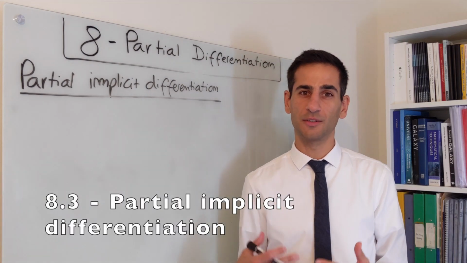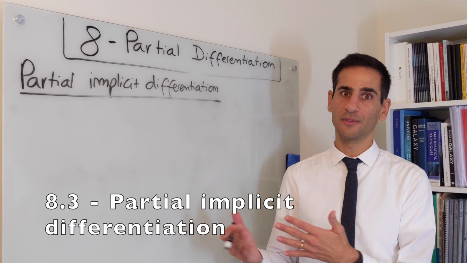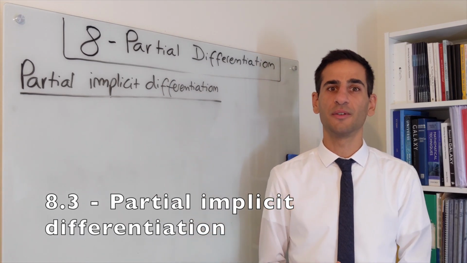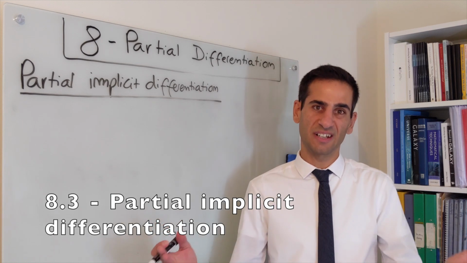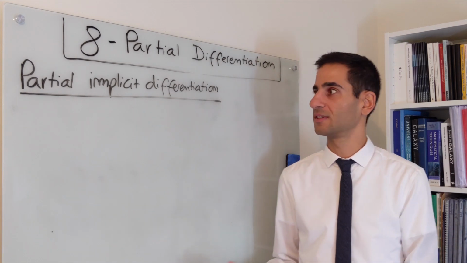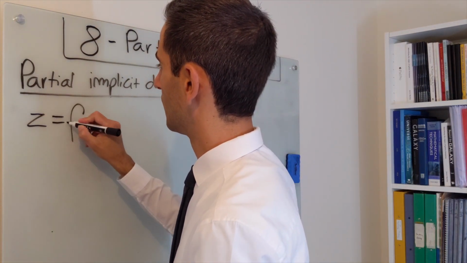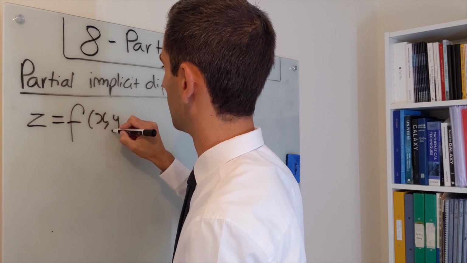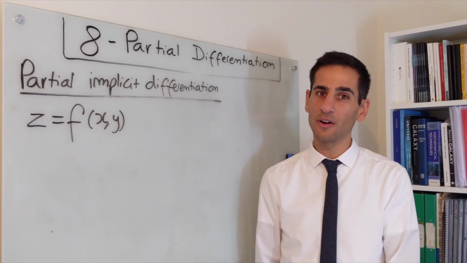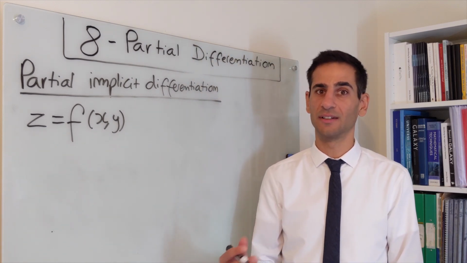Now that you know how to obtain partial derivatives of functions, it's probably time to move into partial implicit differentiation. You'll see that this is basically exactly the same as implicit differentiation. The only difference is now we'll be dealing with functions z of x and y, or sometimes functions of more than just two variables.